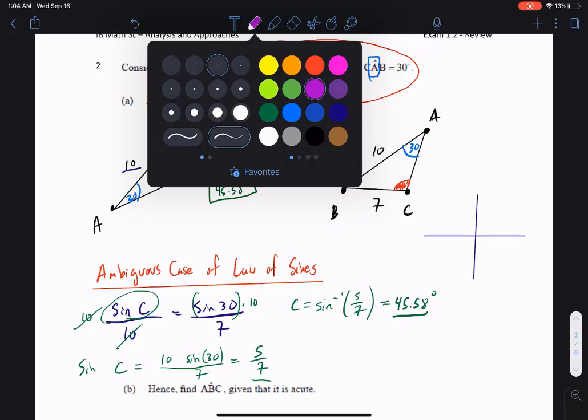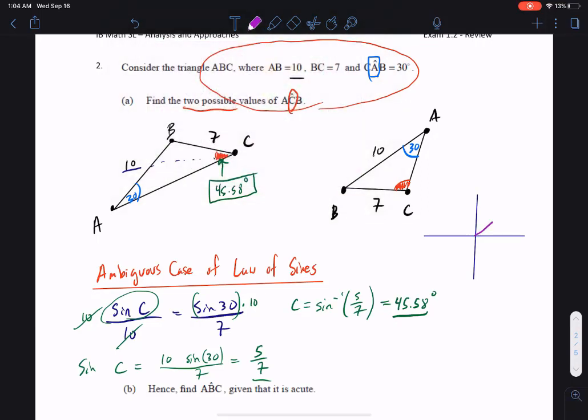If I were to tell you there's an angle here called 45.58, you always use a reference angle to find trig ratios. A reference angle is the shortest distance from the x-axis to the terminal side of the angle. In this case, it's just the angle itself. That is the reference angle.